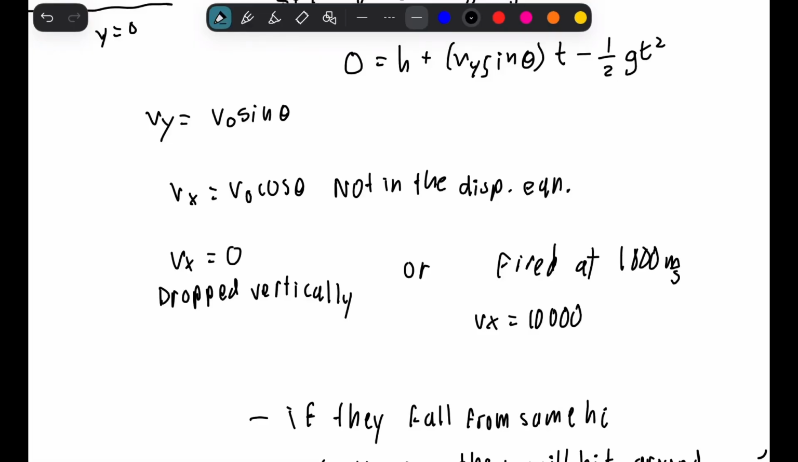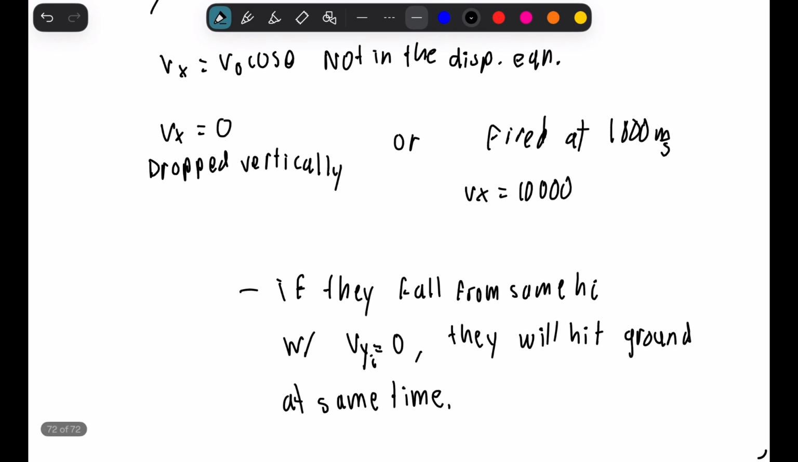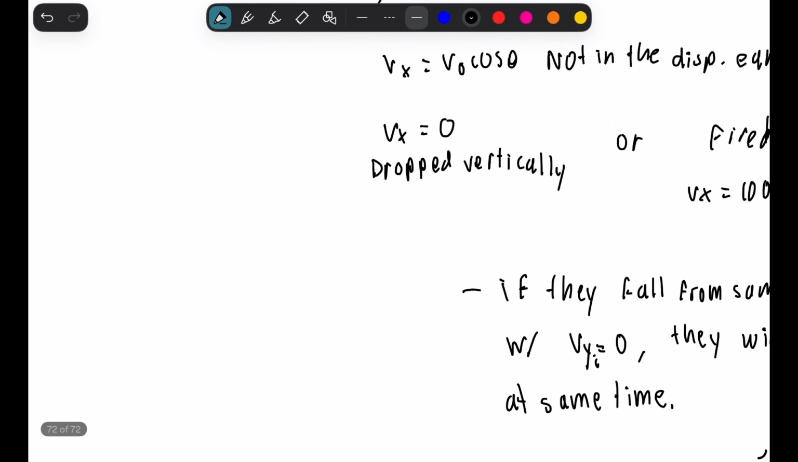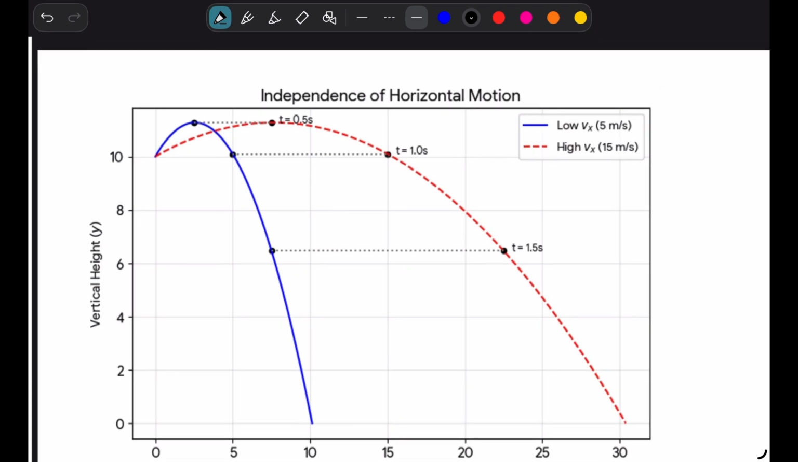So because vx equals v initial cosine theta does not appear in the vertical displacement equation, that means that whether an object is dropped vertically where your vx is equal to 0 or fired horizontally at 1,000 meters per second, making your vx equal to 1,000, if they start from the same height h with 0 initial vertical velocity, they are going to hit the ground at the same time. We can confirm this by looking at these two examples here.